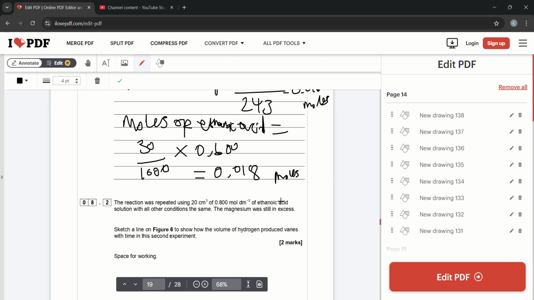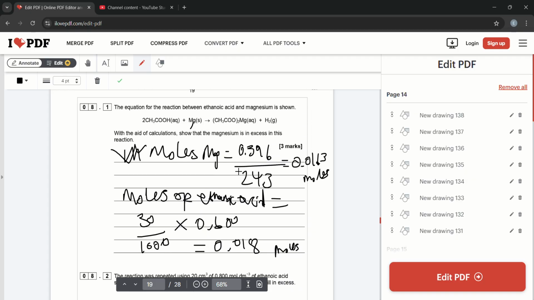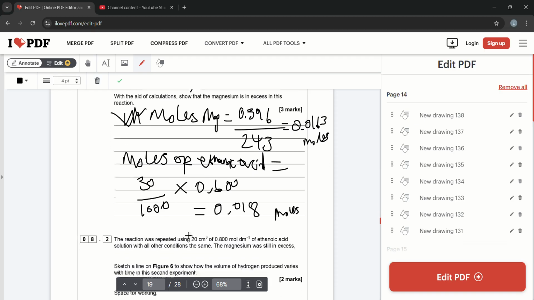And then the final mark is showing magnesium is in excess. Well, because we know 0.018 moles of ethanoic acid reacts with 0.009 moles of magnesium, and therefore we have 0.0073 moles of magnesium in excess. So something like that. 0.0073 moles of magnesium is in excess.